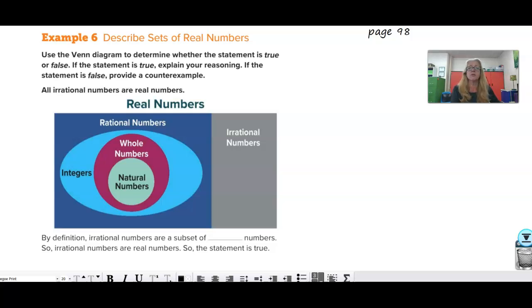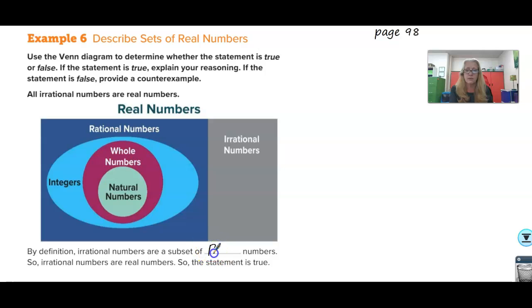All irrational numbers are real. Well, let's look at this. This is the box of real numbers. Are all the irrational numbers in the box? Yep, they are. So, by definition, irrational numbers are a subset of real numbers. So irrational numbers are real numbers, and the statement is true.